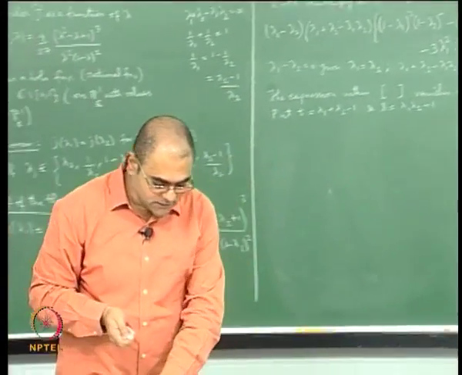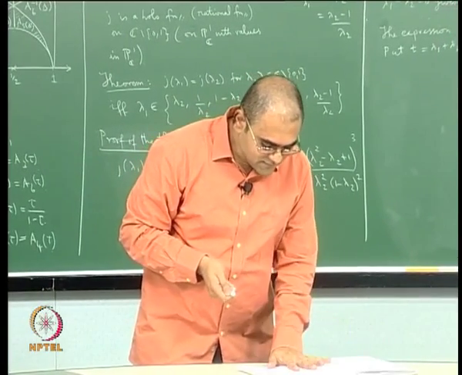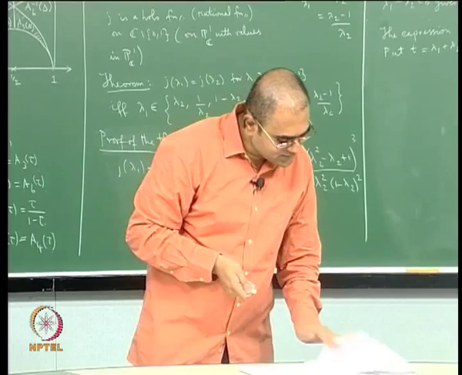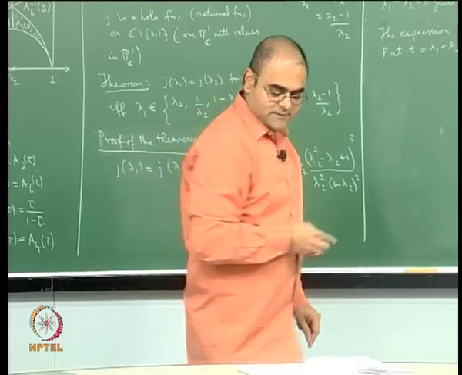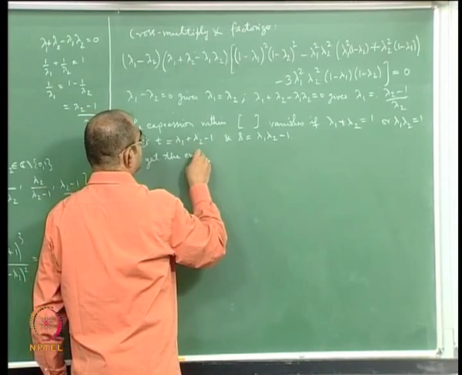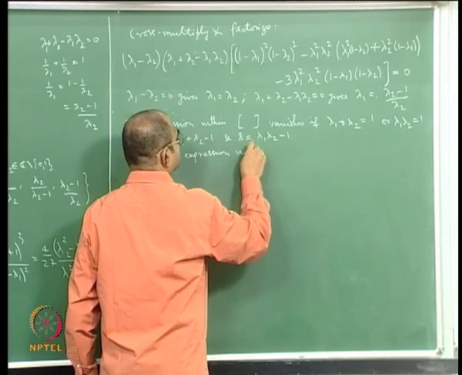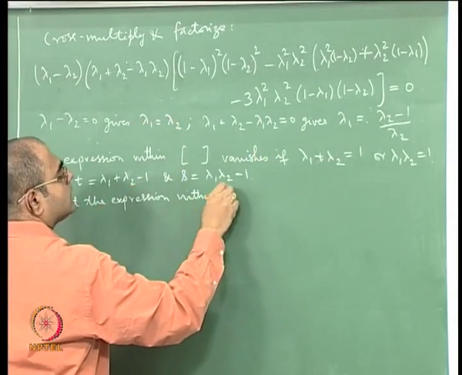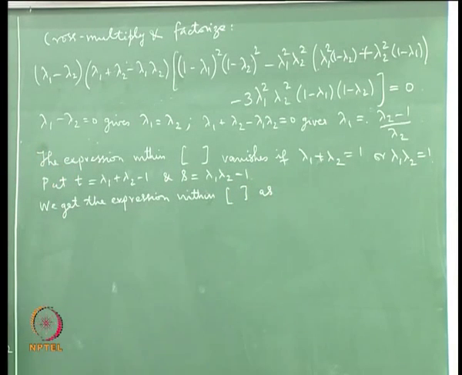So what you will get is, essentially you will get the following thing. After some simplification, you will end up with the expression within the brackets as, well, it turns out to be s times t, s into t into s plus 1 into s plus 3.